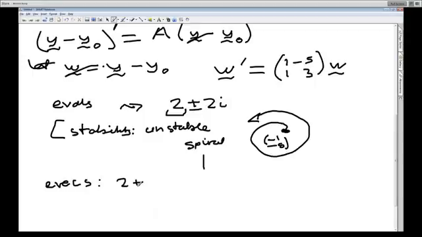I'll just skip along a bit. So if you've got 2 plus 2i as the eigenvalue, then you can work out what the eigenvector is. And did I write it down?